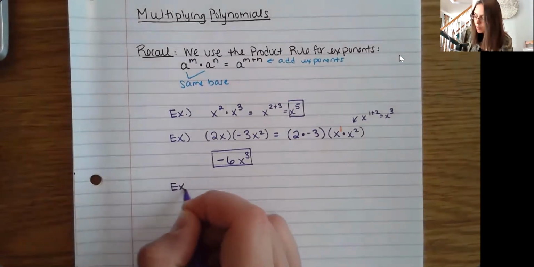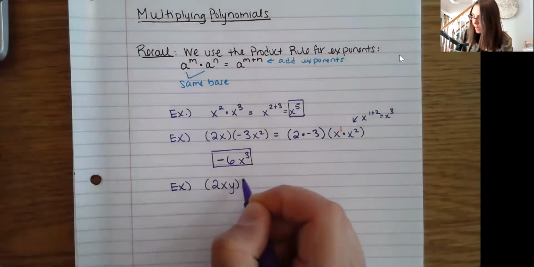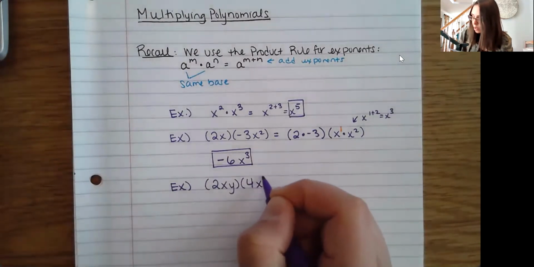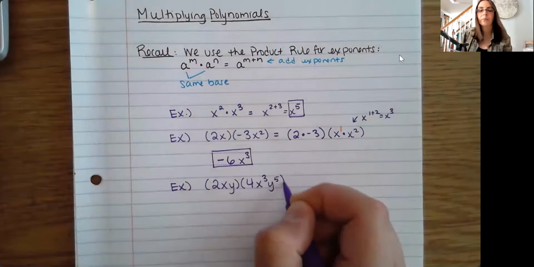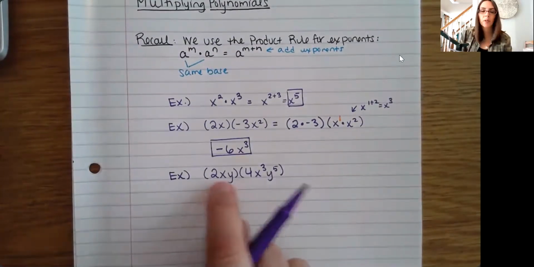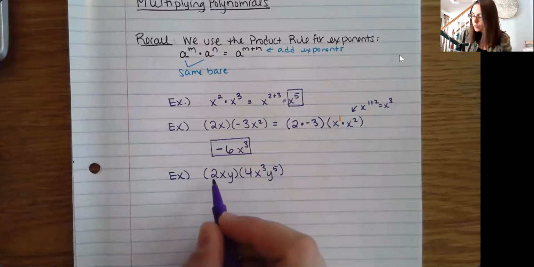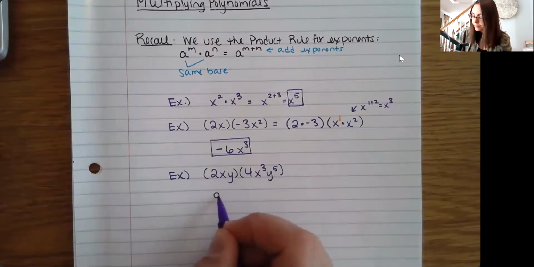And I'm just going to do one more. So let's say I have 2xy times 4x cubed y to the fifth. Again, those numbers out front don't have exponents on them, and they're both different too. 2 and a 4 aren't the same base. So we're just going to multiply those as usual. 2 times 4 is 8.